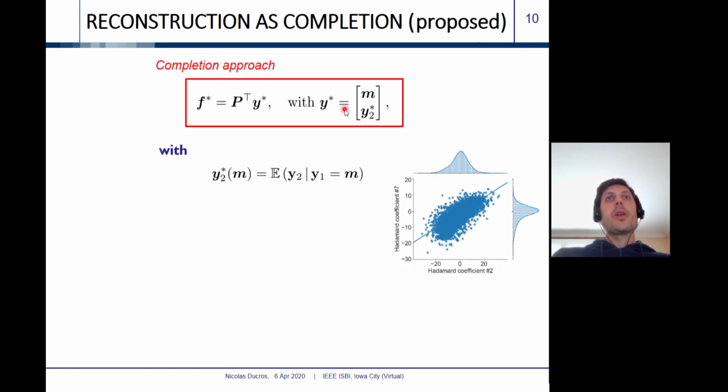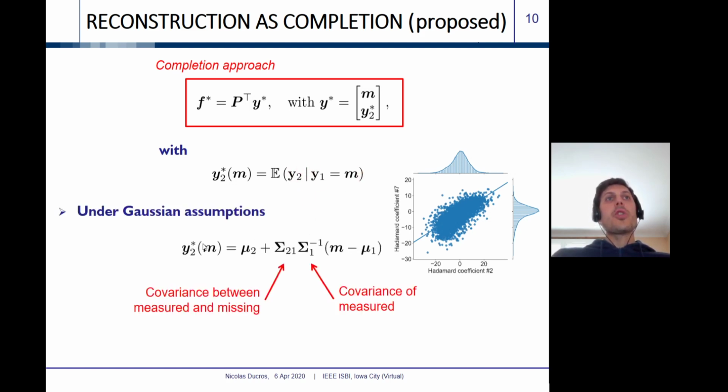Here's our completion approach. We complete the measurement with some inferred values, and we infer those values by computing the conditional expectation. This is the expectation of the missing coefficient for a given value of the measured coefficient, and under Gaussian assumptions for the vector y we have this very nice, very simple analytical formula. Basically you center the measurements, because mu1 here is the mean of the acquired coefficient. You divide by the covariance of the measurement, you multiply by the covariance between the measured and missing coefficients, and you add the mean value of the missing coefficients. And if you cannot make this Gaussian assumption, then this is still the best linear solution you can get.